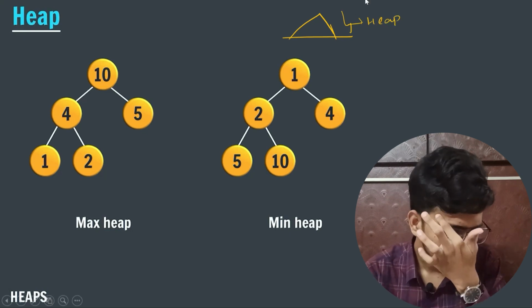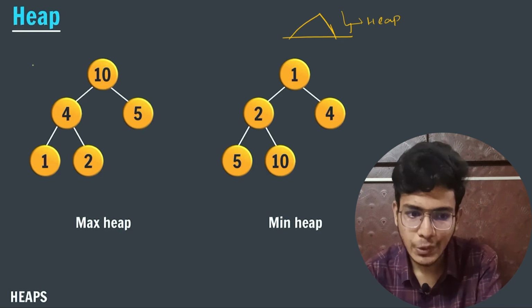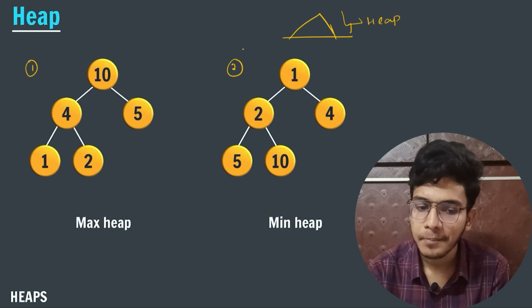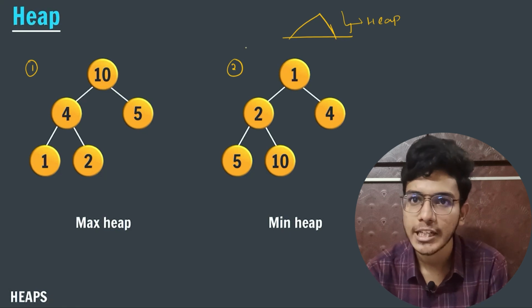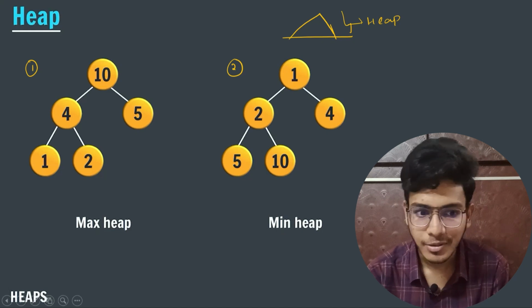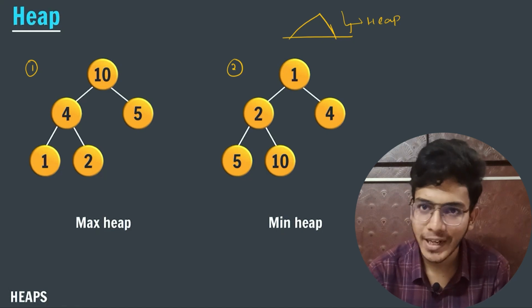And you can see that these two diagrams, diagram 1 and diagram 2, are examples of two different types of heaps. Now if you observe these two things, you can ask, oh Jabir, this is very similar to binary trees.